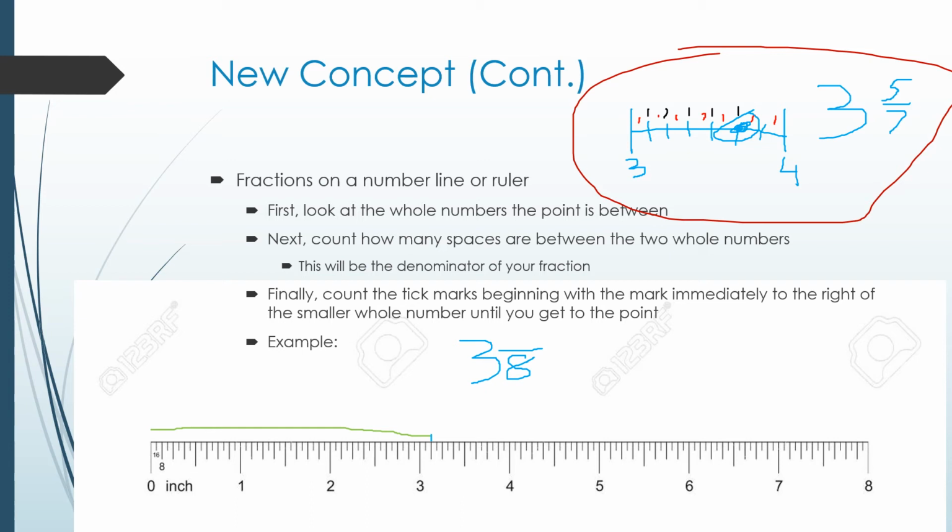So then we just count the longer lines. We're going to skip counting the 16th line right next to the 3, and we're only going to count the longer 1/8 inch lines. So this is actually just 1/8. It's the first 1/8 inch line between 3 and 4. So this would be 3 1/8 inch.